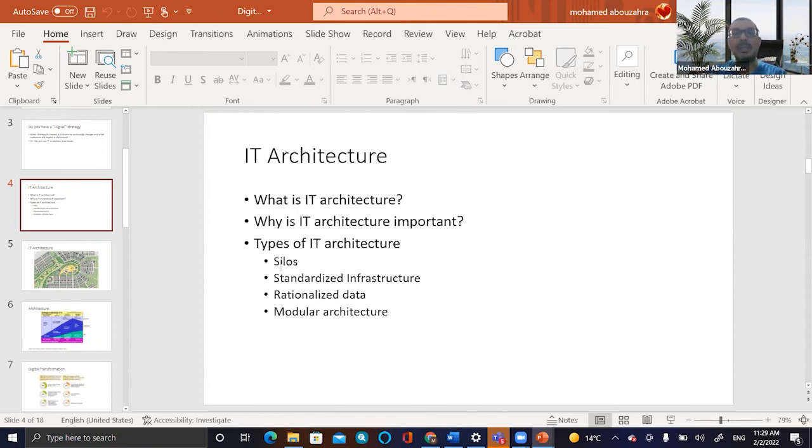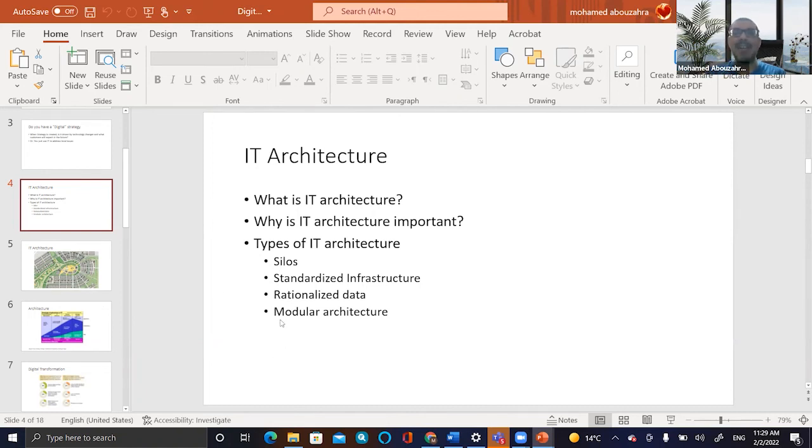After that, we went to something called rationalized data. Rationalized data means sharing data between the applications. This is what we currently have at CSUMB. We can share data between different applications, okay?